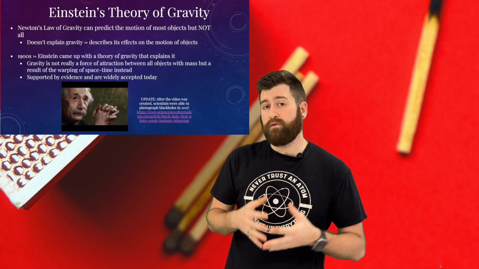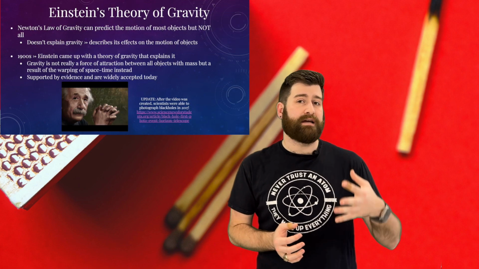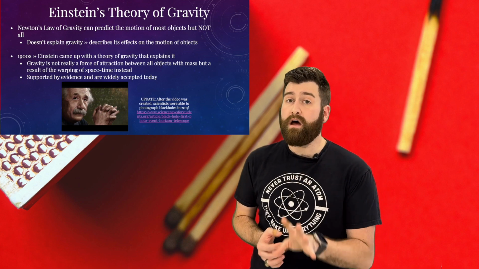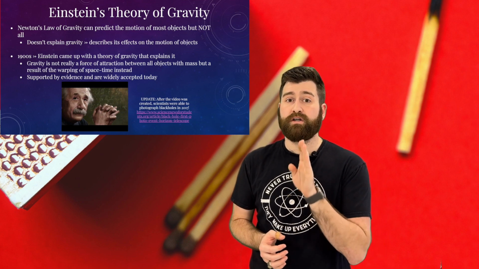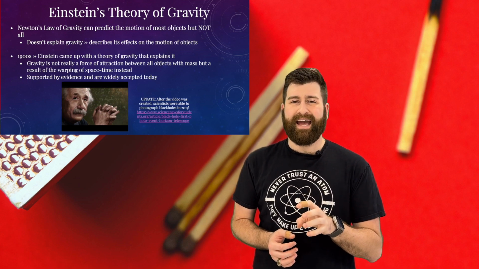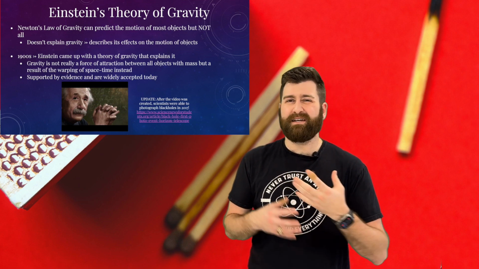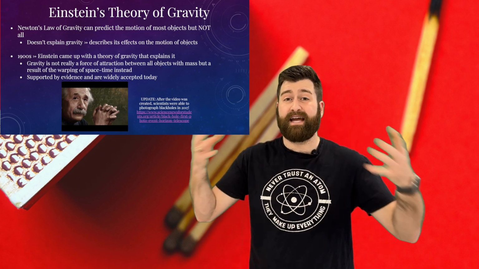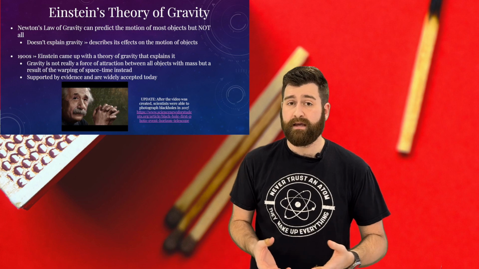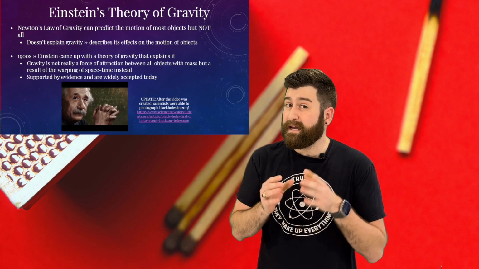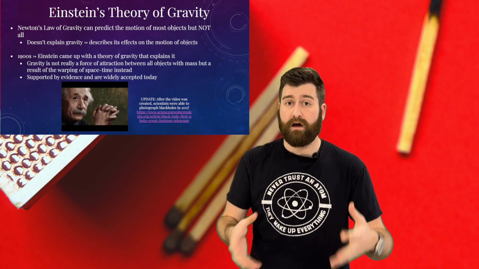Now, aside from Newton, we also have Albert Einstein, who has a theory about gravity. Newton's law of gravity can predict the motion of most objects, however, not all of them. His law doesn't really explain gravity, but it does describe the effects that gravity has on the motion of objects. Now, in the 1900s, Einstein came up with a theory of gravity that explains the missing pieces to Newton's law of gravitation.